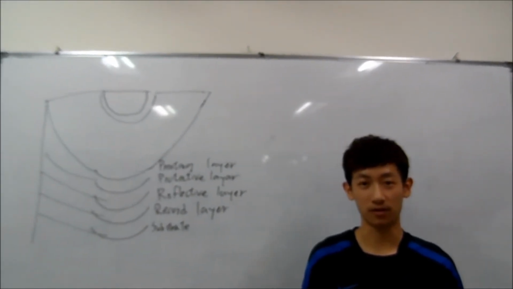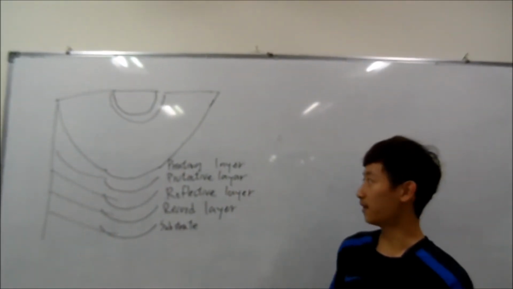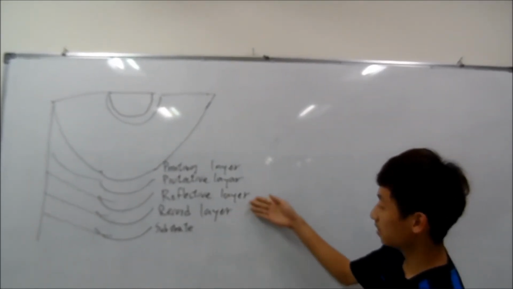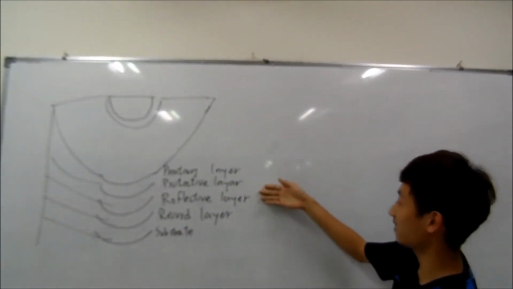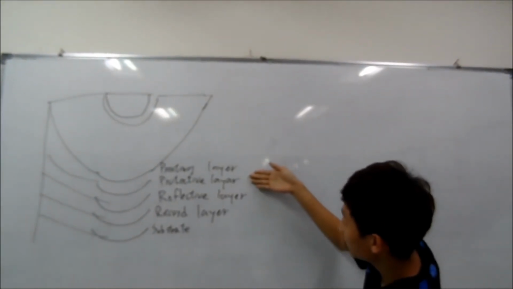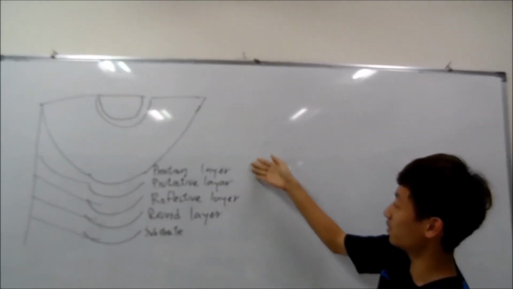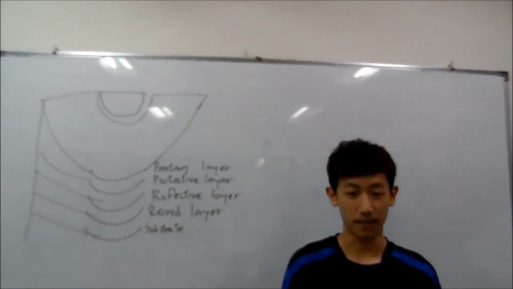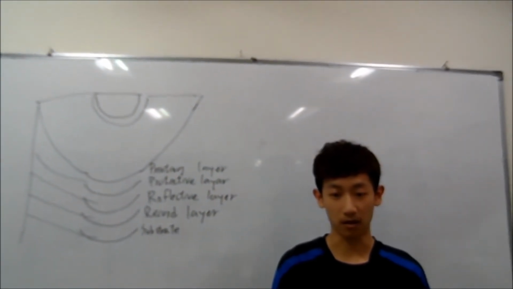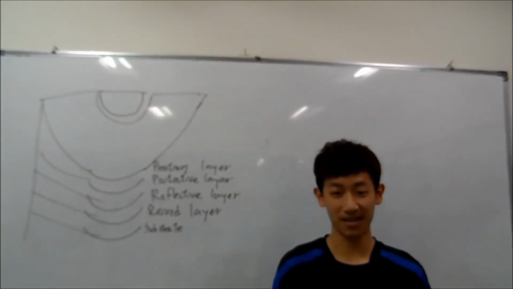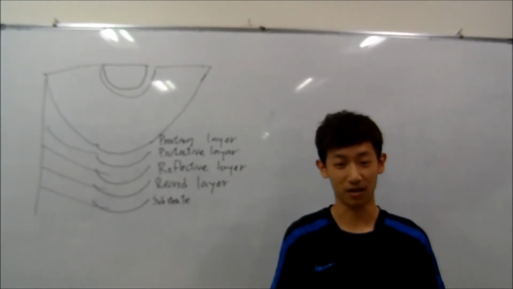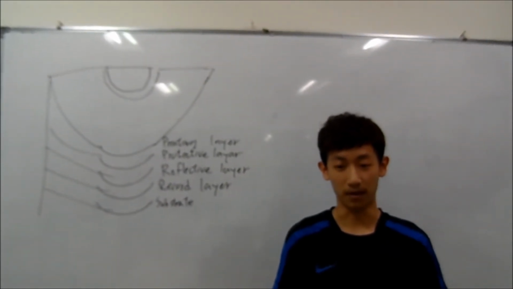I'm going to introduce the structure of the disk. There are 5 layers in the disk: the substrate, record layer, reflective layer, protective layer, and printing layer. The substrate is the base of a disk, usually made of polycarbonate. The record layer has many tiny parallel notches.